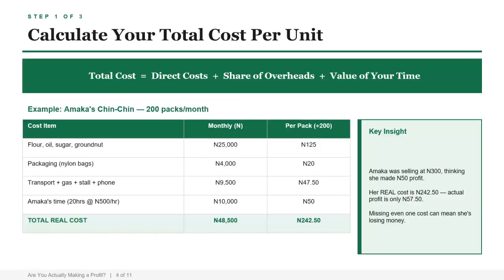Don't forget, total cost is your direct cost plus your share of overheads. So here I've included transport, gas, stall, and phone. Put all of that together monthly, how much you're going to be paying, and add it in. That gives you the monthly cost, which also helps you determine the cost of making a pack.